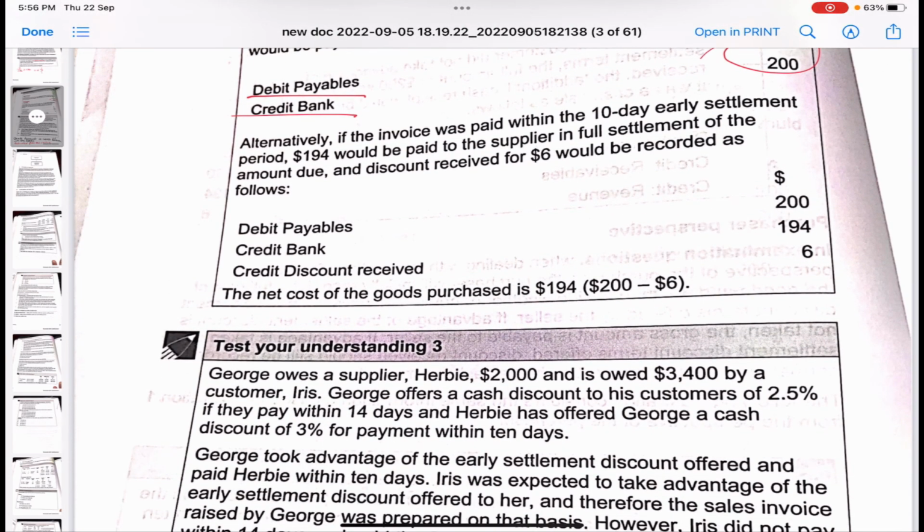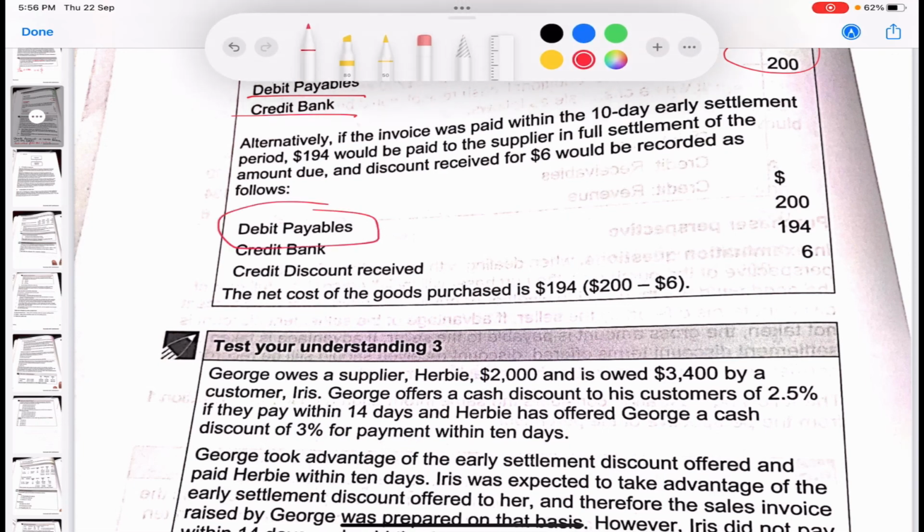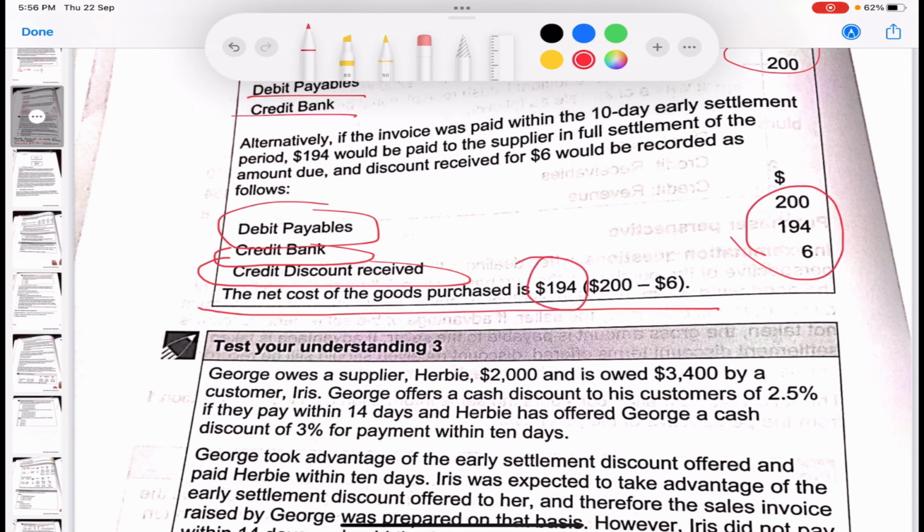And then alternatively, if the invoice was paid within the 10 days of early settlement, then what will be the thing? Payables account gets debited, our bank account gets credited, and we also credit the discount received. Why? Because the net cost of the goods is 194, which is nothing but the list price minus the cash discount. Okay, so I hope you understood what I'm trying to say.